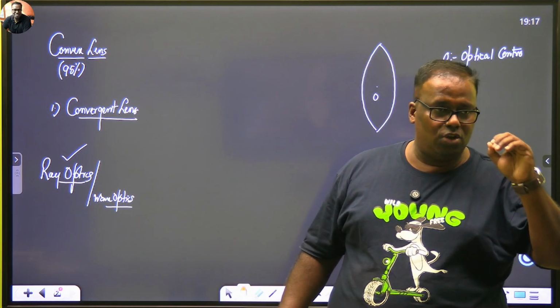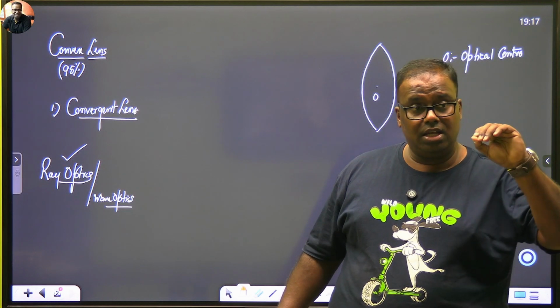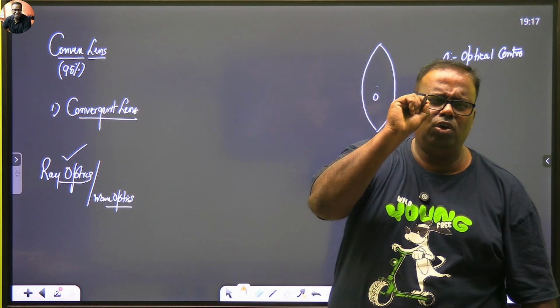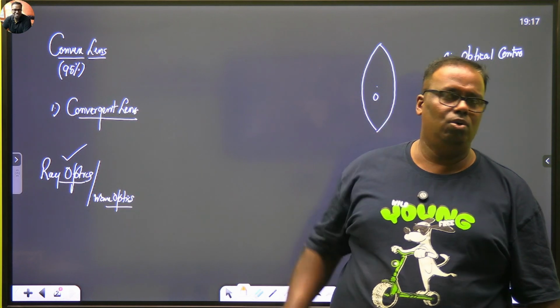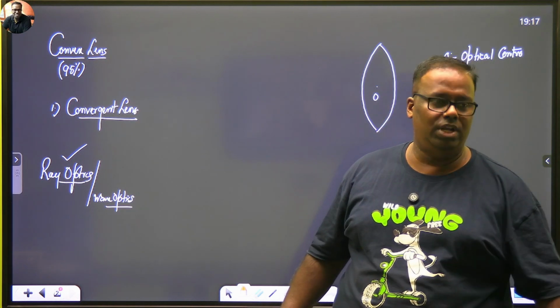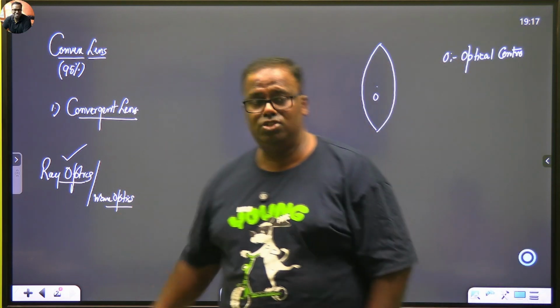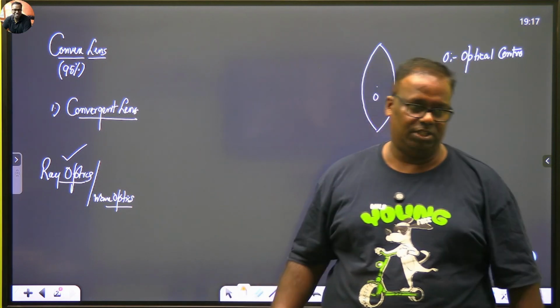When light hits objects whose sizes are comparable to that of the parameter, for example a very small hole... Sir, how small? You cannot see it with your naked eye. At that time, the branch of physics that we are studying is known as wave optics.